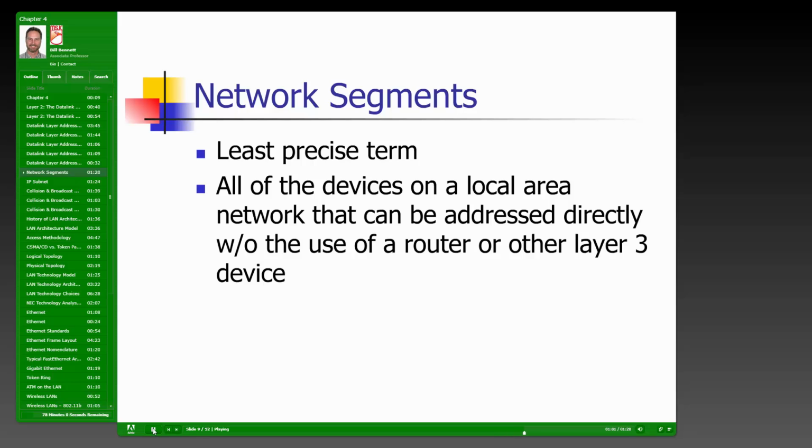So in this case, it's just a single segment of computers that can all communicate with each other, but can't communicate outside of that segment unless we use a router and unless we use additional address information, which would be at the network layer, layer 3.